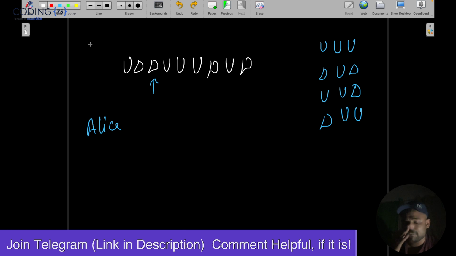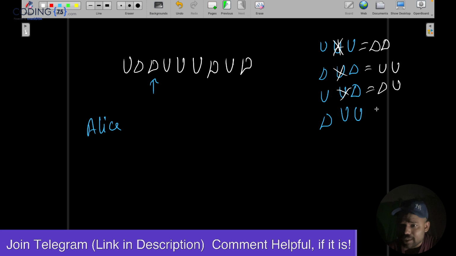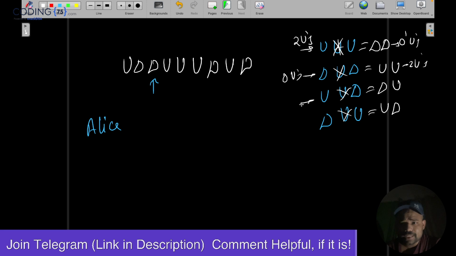Okay, now look guys, what will happen? When Alice chooses this, it will be removed, and in place of this, UU, DD will come. Here UU will come, here DU will come, and here UD will come. Am I right? But if you see one thing, apart from the middle one, there were 2 U's, now there are 0 U's. Here there were 0 U's, here it became 2 U's. Here there was 1 U, still it is 1 U.